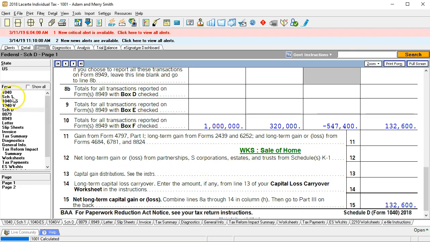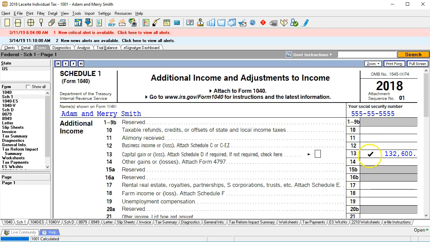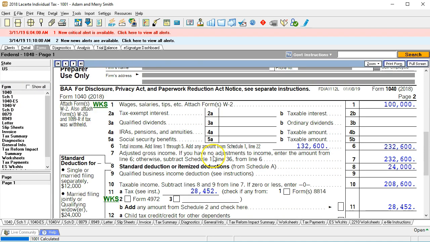And then of course that number, this 132,600, pulls forward to the Schedule 1. So here it is on Schedule 1, pulls forward to the 1040, and you'll see it here on the 1040. There it is, included in line 6, tax then calculated on it.